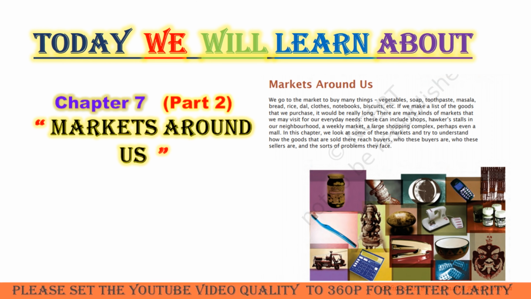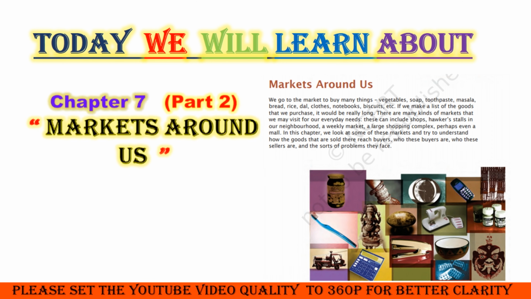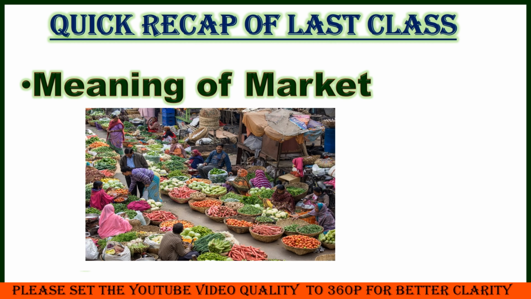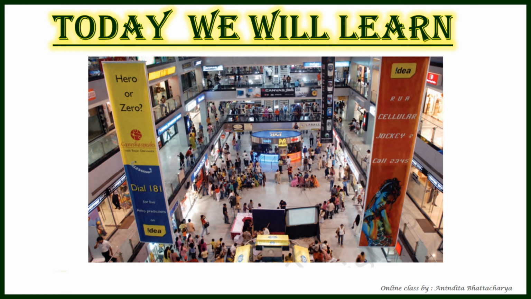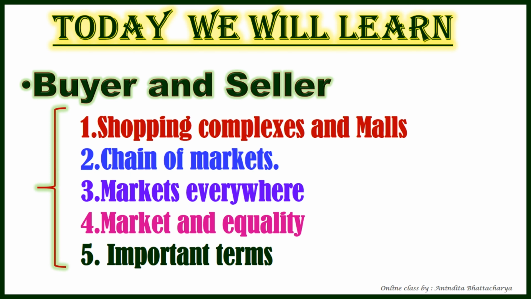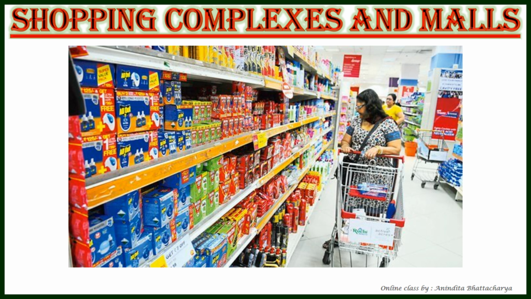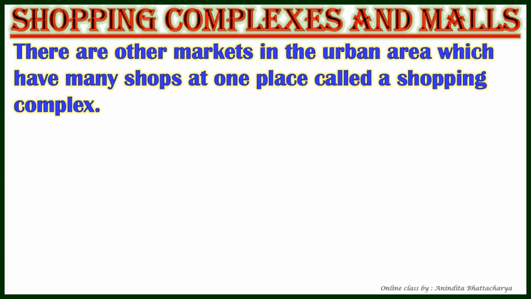Today we will continue with chapter 7 Civics, Market Around Us. In previous class, we have discussed the meaning of markets and classification of markets. Today we will continue the classification of markets, meaning the shopping complexes and malls. Okay, and later we will discuss the next part of this chapter, that is chain of markets, markets everywhere, market and equality. Along with this we will also discuss some important terms. Let's start with the first topic for today's class, and that is shopping complexes and malls.